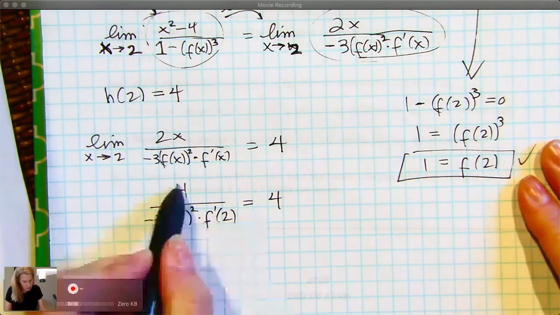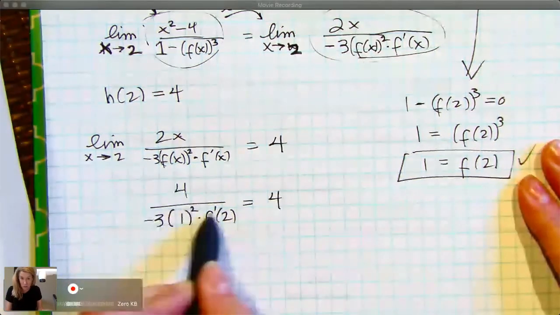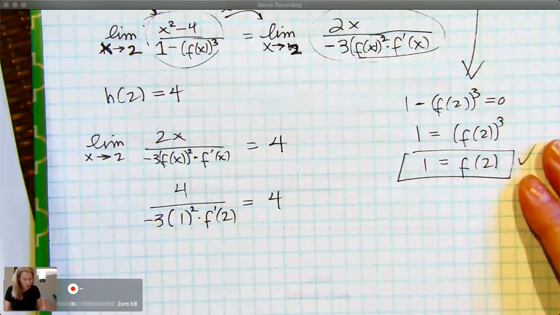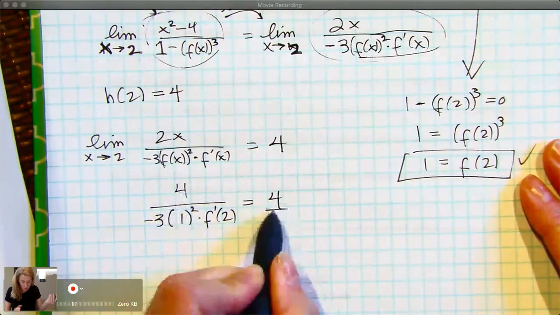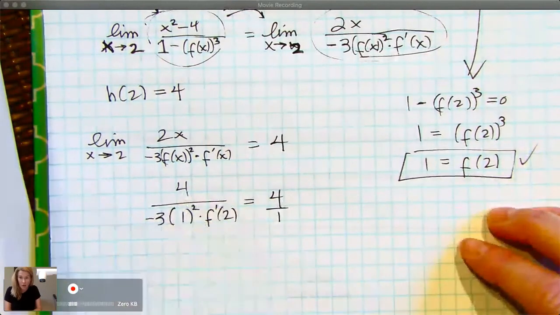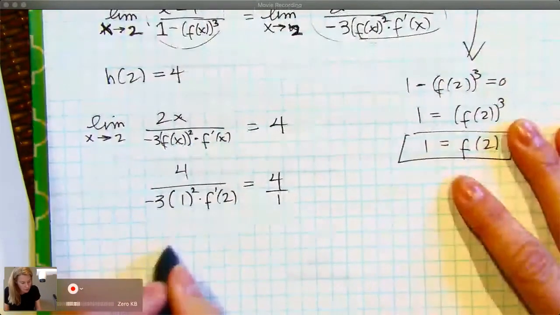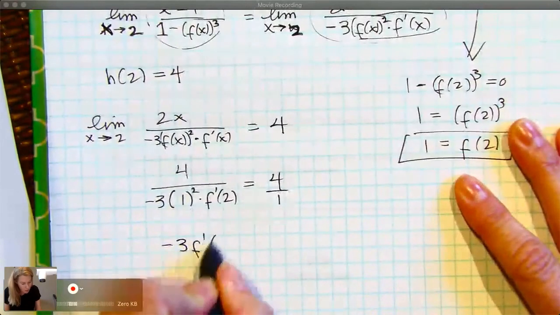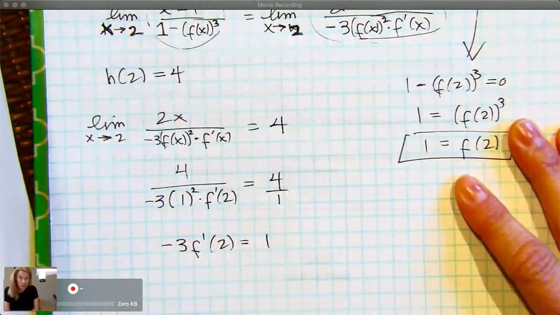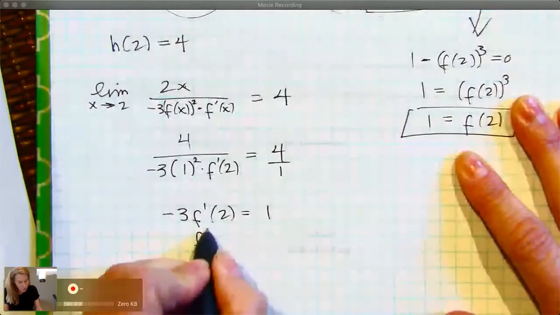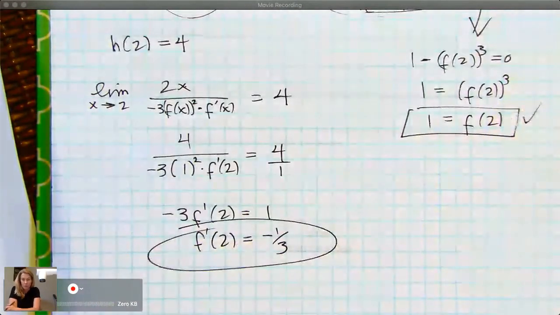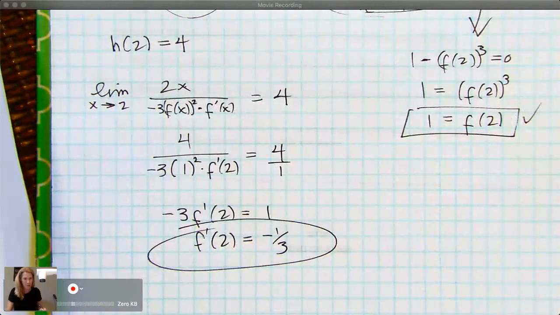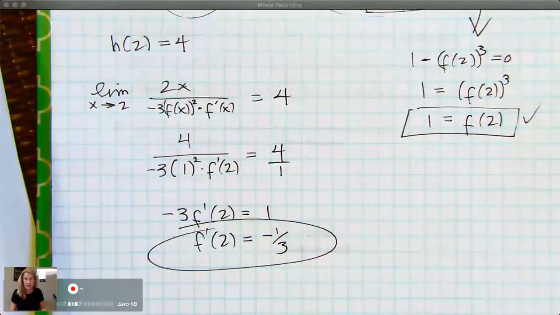Clearly, this is supposed to equal 4, so this whole denominator should be equal to 1. There are a couple of ways to work that out, but hopefully you see 4 over 1 would equal 4, right? So negative 3 times 1 times f prime of 2 is equal to 1, telling us that f prime of 2 has to be equal to negative 1/3. Okay, that was part C. Let's get through part D, and then I will bid you all adieu.